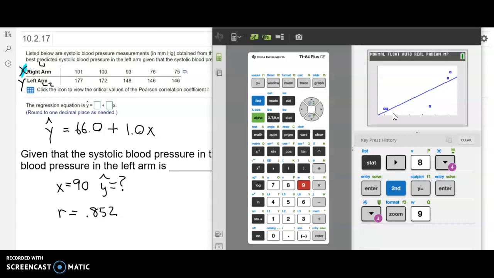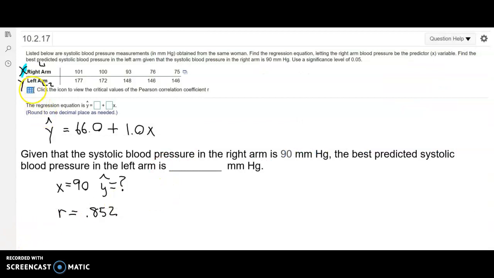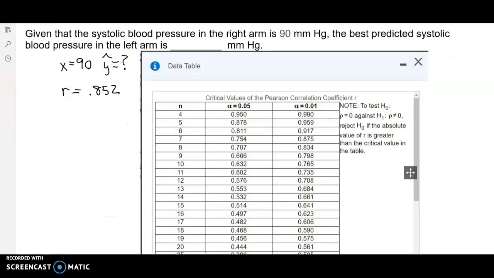Let's test our R value versus the critical value on the Pearson correlation coefficient chart. On the problem, it says click the icon to view the critical values of the Pearson correlation coefficient R. You have this chart in your notes, but you can also click it on the problem. Now we have 5 data values in our chart, and we're asked to use alpha equals 0.05, a 0.05 significance level. So we're going to see where the 5 and the 0.05 meet, and that's at 0.878.